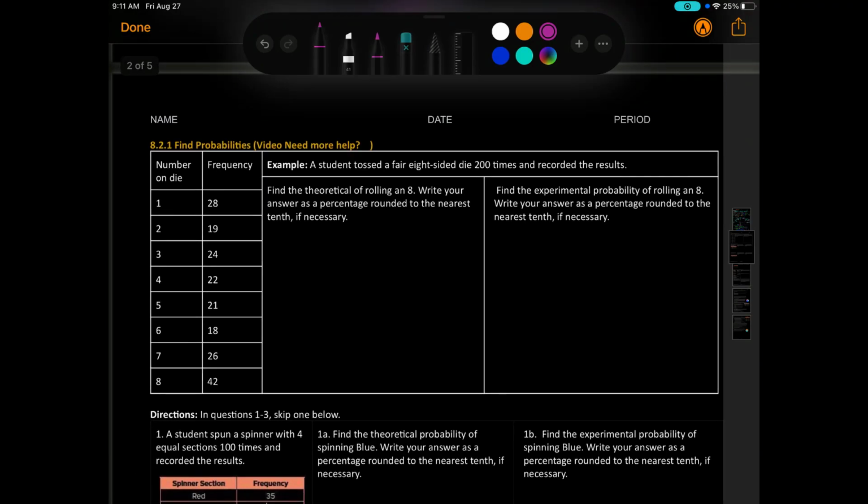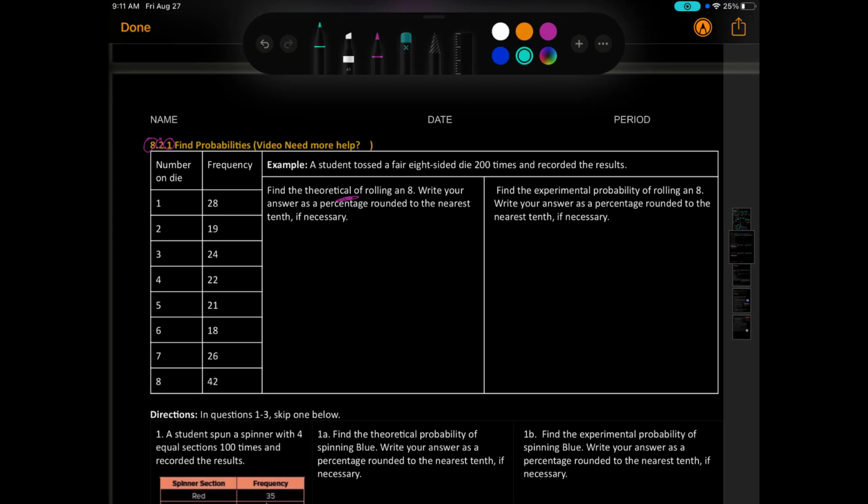Okay, let's move on to the next page. Remember, we're in Module 8. This is Lesson 2, and this is Example 1, finding the probabilities. A student tossed a fair 8-sided die 200 times and recorded the results. Find the theoretical probability of rolling an 8. Write your answer as a percentage rounded to the nearest tenth if necessary.